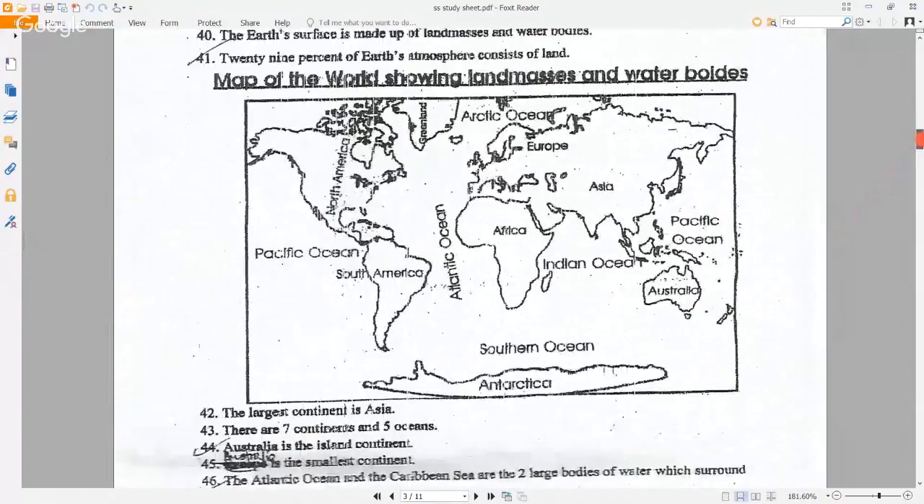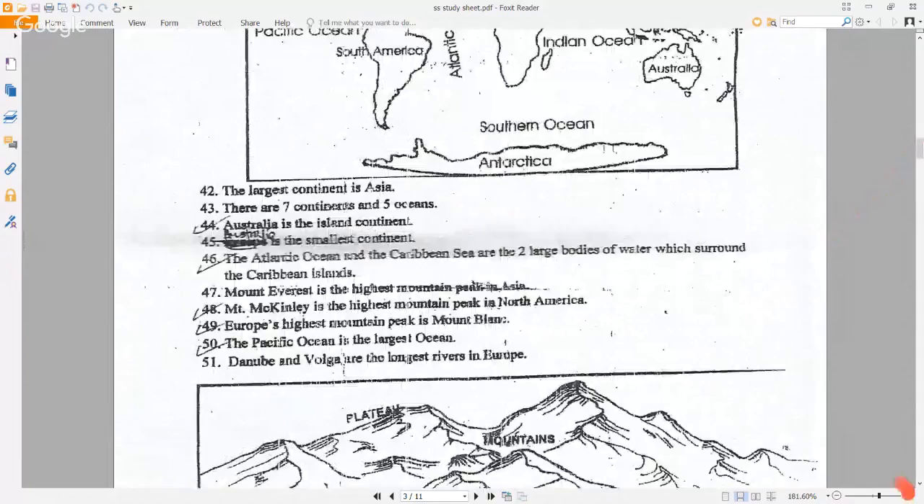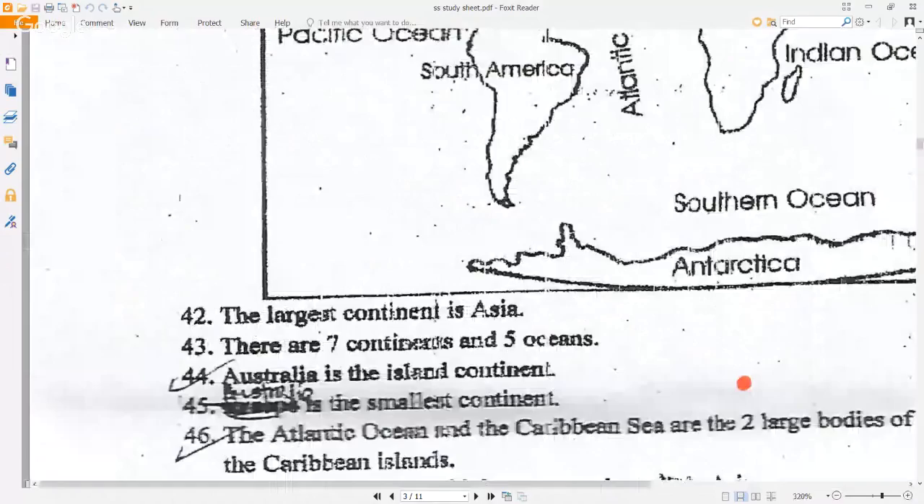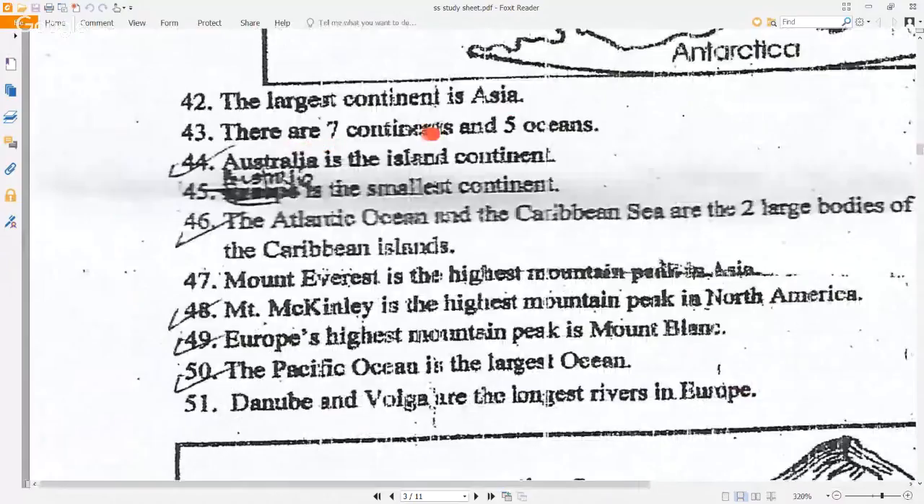Let's make this a little bigger. Okay. So the largest continent is Asia. There are 7 continents and 5 oceans. Australia is the island. Australia is also the smallest continent. The Atlantic Ocean and the Caribbean Sea, large water bodies, Caribbean islands.